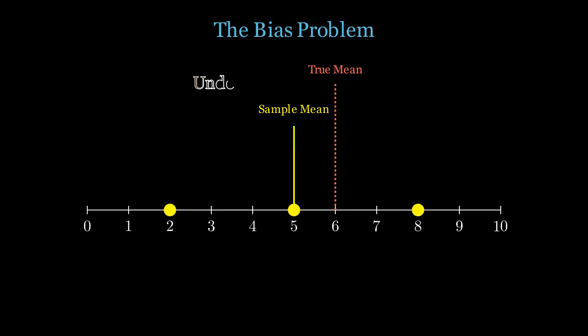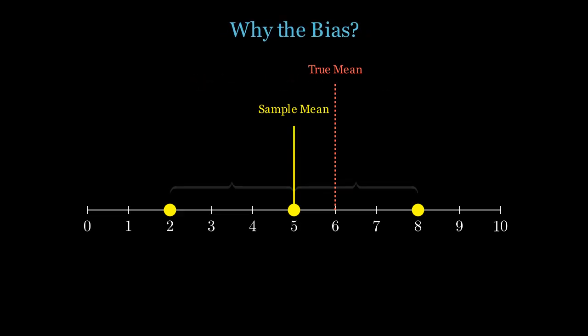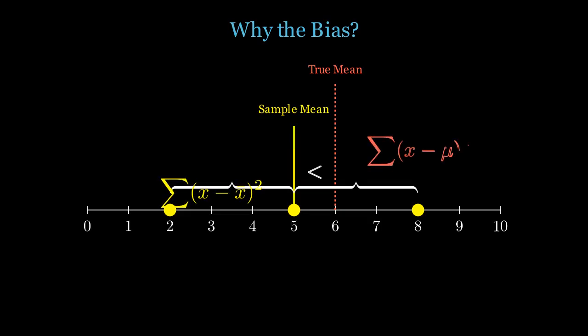However, when we take a sample, something strange happens. If we use the same formula, dividing by n, we consistently underestimate the true spread of the population. This is called bias. The sample mean is usually closer to the sample data points than the true population mean is, making the data look more clustered than it actually is.